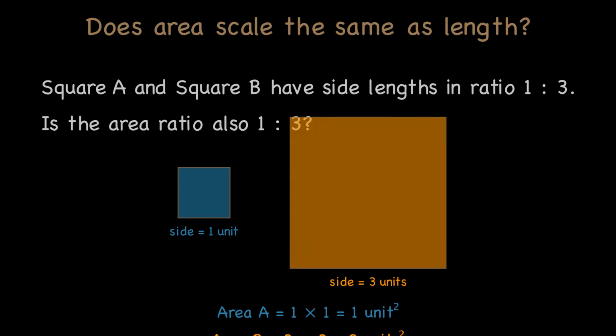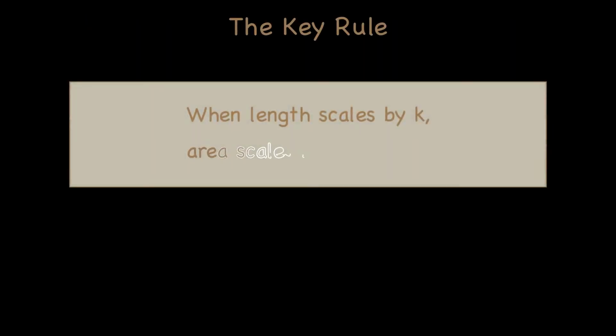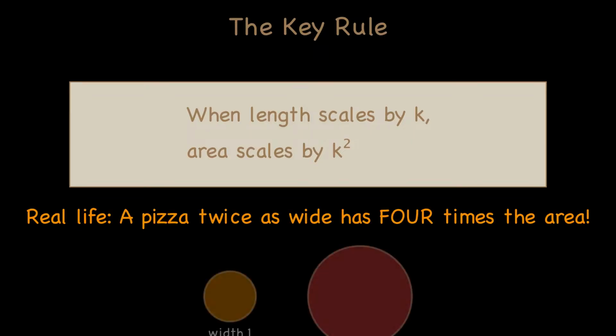So the area ratio is 1 to 9, not 1 to 3. The area is 9 times bigger, not 3 times. Here's the key rule to remember. When length scales by k, area scales by k squared. So if length triples, area becomes 9 times larger.